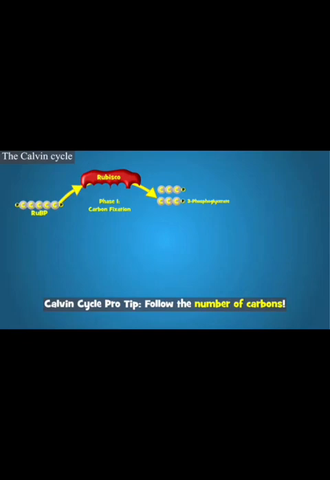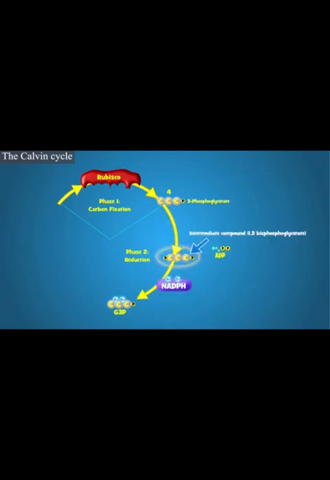You will see why soon. Phase 2, reduction. In the reduction phase, ATP from the light reactions provides energy to make an intermediate compound. This reactive intermediate can then be reduced, or gain electrons and hydrogen. The electrons and hydrogen come from NADPH and are used to reduce the intermediate compound to make glyceraldehyde 3-phosphate, more commonly called G3P, or sometimes triose phosphate. G3P is the key product of the Calvin cycle that can be used to make sugar.